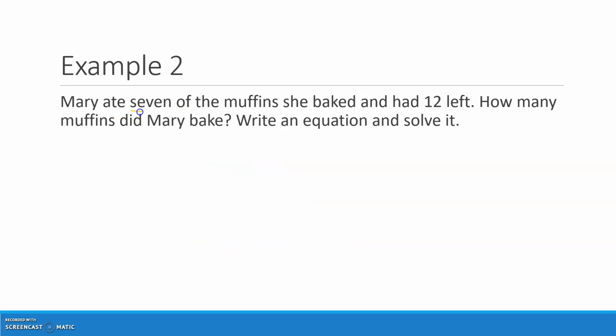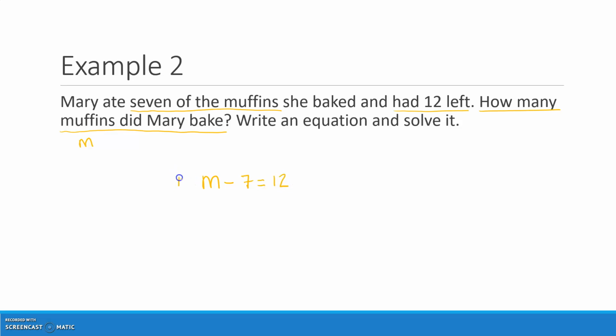Mary ate 7 of the muffins she baked, and she had 12 left over. How many, and here's our question, how many muffins did Mary bake? So let's call that M. So we know that Mary baked some muffins. She started with some muffins, but we don't know how many she baked. But then she ate 7 of them. And what is that going to do to the total number of muffins that she baked? It's going to decrease it. It's going to take away 7. So she made muffins, ate 7 of them, and then she still had 12 left over.